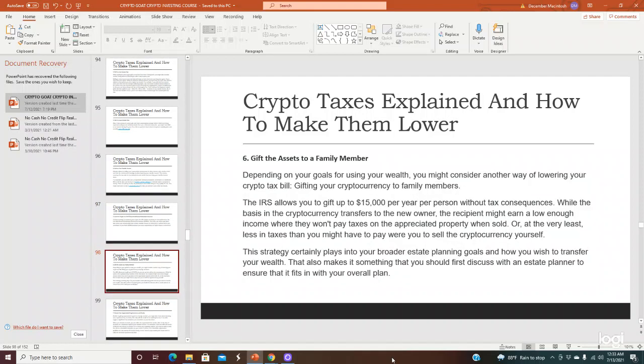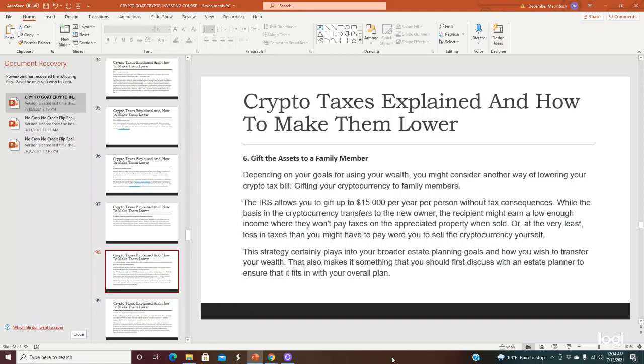So 6, gift the assets to a family member. Depending on your goals for using your wealth, you might consider another way of lowering your crypto tax bill, gifting your cryptocurrency to family members. The IRS allows you to gift up to $15,000 per year per person without tax consequences. While the basis in the cryptocurrency transfers to the new owner, the recipient might earn a low enough income where they won't pay taxes on the appreciated property when sold, or at the very least, less in taxes than you might have paid were you to sell the cryptocurrency yourself.